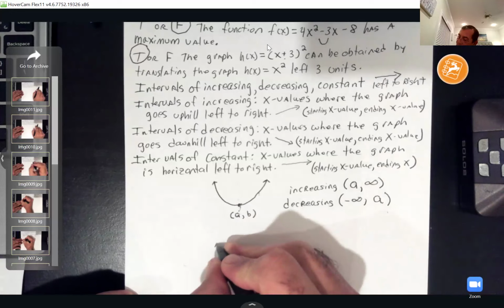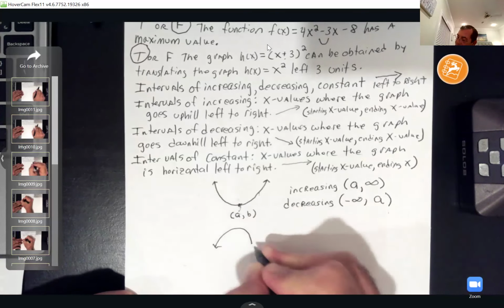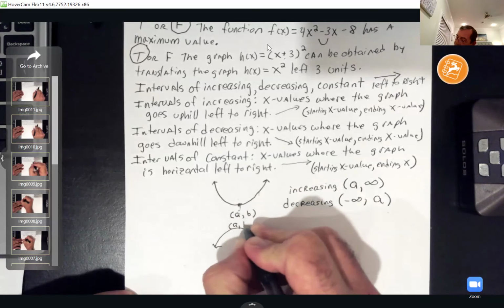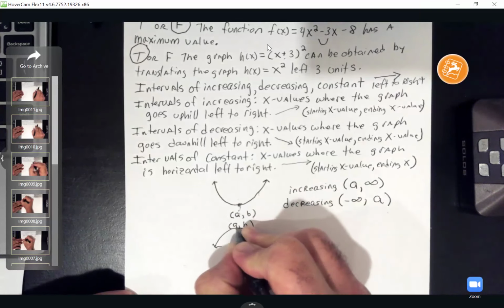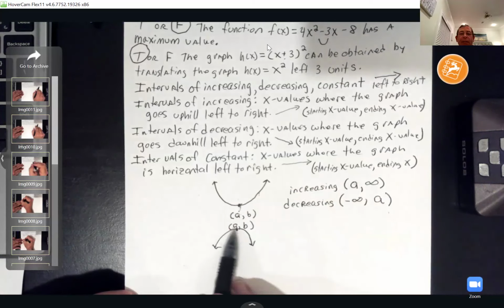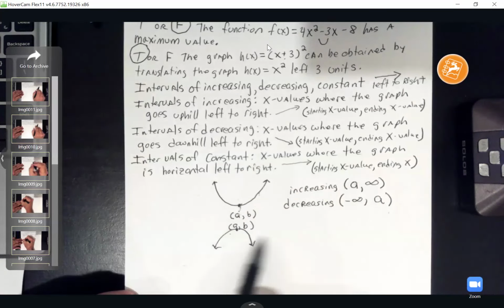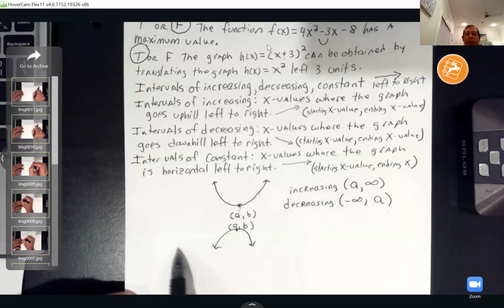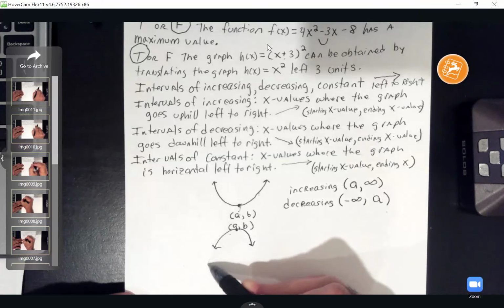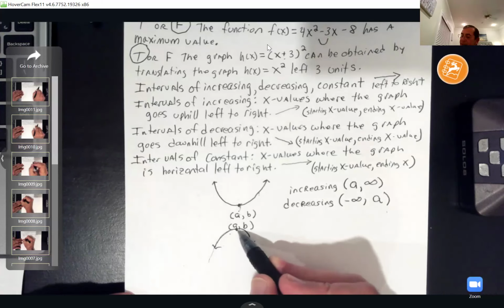Now, what if this was an upside down parabola? I'm still going to call this point A and point B, okay? Now, if the parabola is upside down, it's not increasing on the right side anymore. It's increasing on the left side here, right? Although they have arrows, this is increasing on this side till it gets to that point.